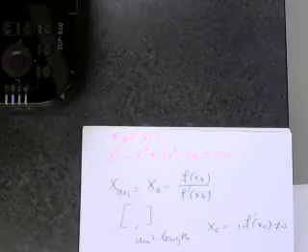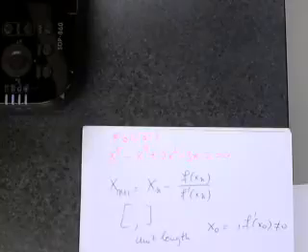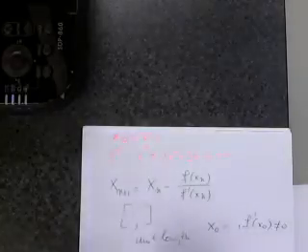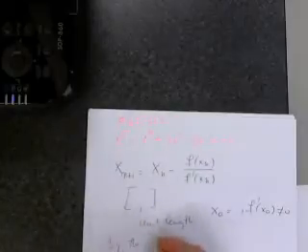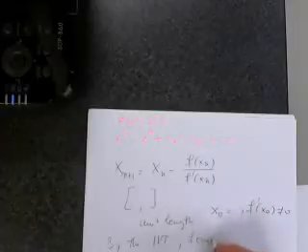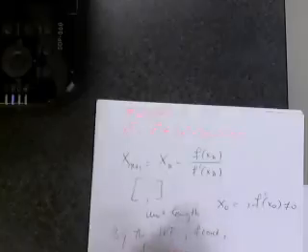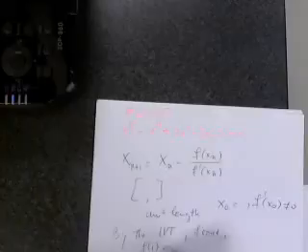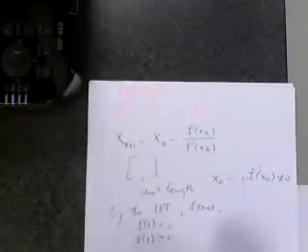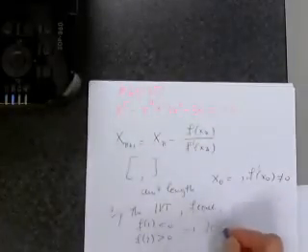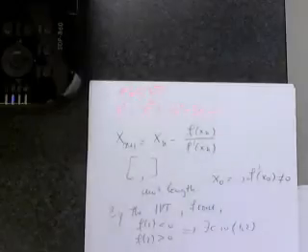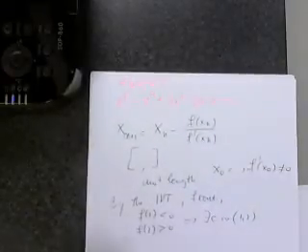Have we found an interval? Between 1 and 2? Very good. So we can say by the intermediate value theorem, f is continuous, and f of 1 is negative and f of 2 is positive. Perfect. Therefore, there exists c in the interval (1, 2).